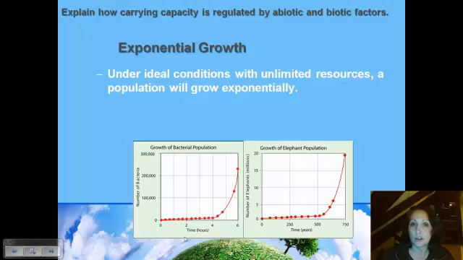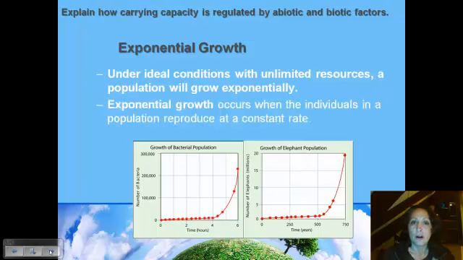Now this will occur as long as there are unlimited resources. Most populations don't have unlimited resources. So these individuals are reproducing at a constant rate, so they're doubling their population in a given amount of time.